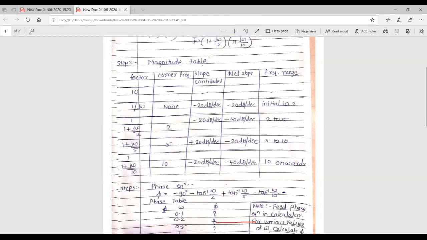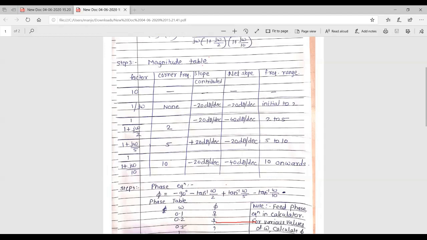1 by j omega, just now we have seen this factor is in the denominator, so the slope contributed is minus 20 dB per decade. This also is in the denominator, minus 20 dB per decade. This is in the numerator, plus 20 dB per decade, and this in the denominator, minus 20 dB per decade. Now the next column is nothing but net slope.